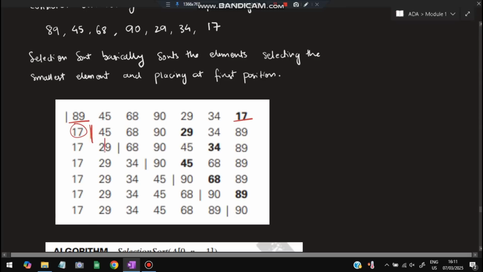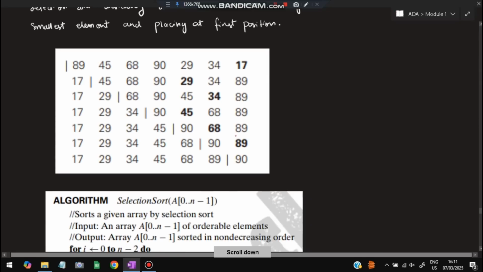Now the next least value will be replaced with 45. We'll find which is the least value. 29. Replace 29 with 45. Then the replacement continues from here. The least value will be replaced with 68, the least value will be replaced with 90, and because 90 is the last one, it will stay at the end. So we have a sorted array using selection sort.